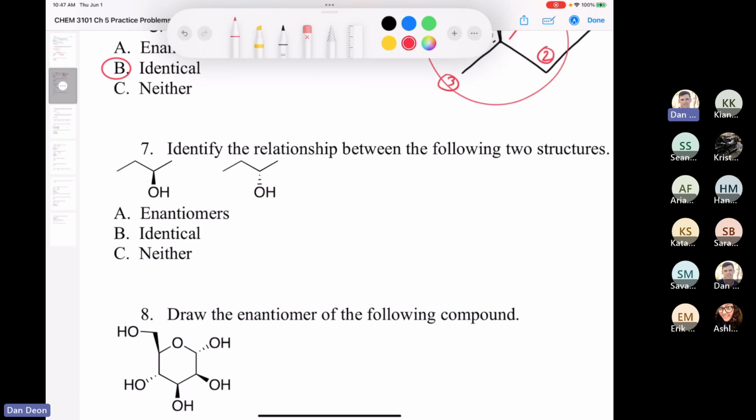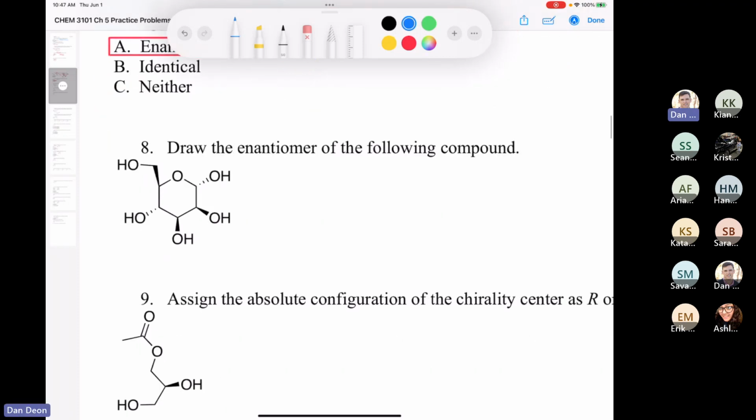Yeah, absolutely. They're non-superimposable mirror images, aren't they? Right? We just flip the dash to a wedge, or the wedge to a dash. And if you check the stereochemistry of these two, this is an R compound and this is an S compound. And so that's another way you could do it.